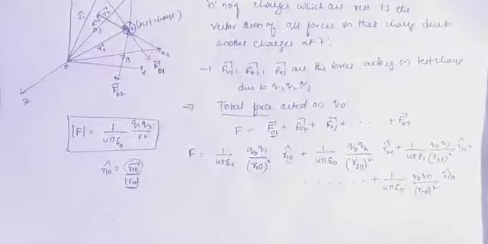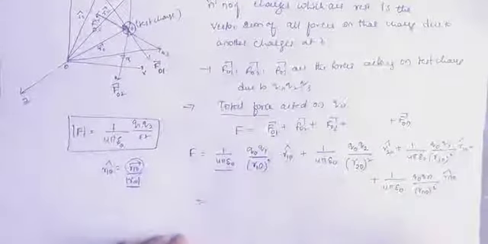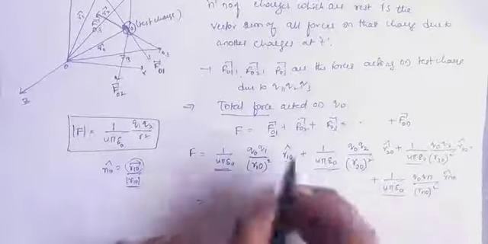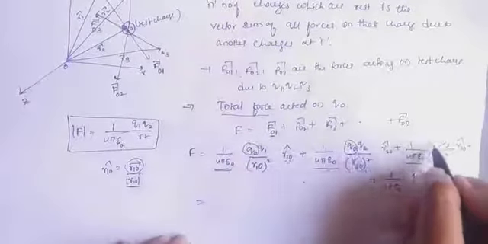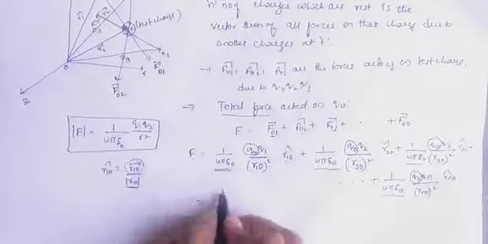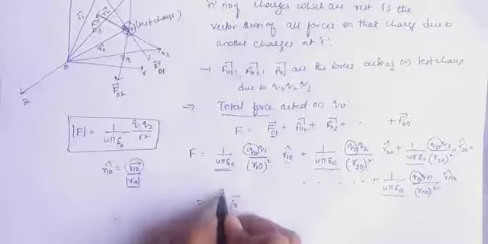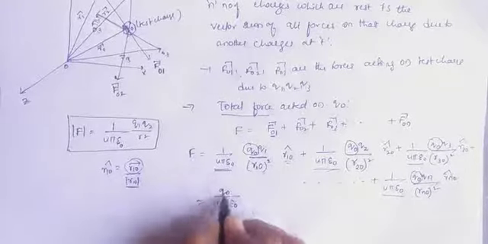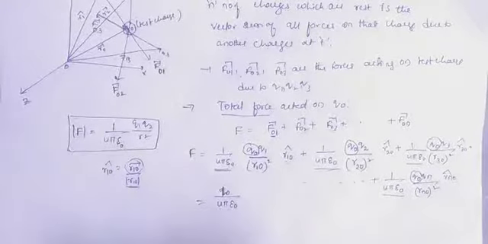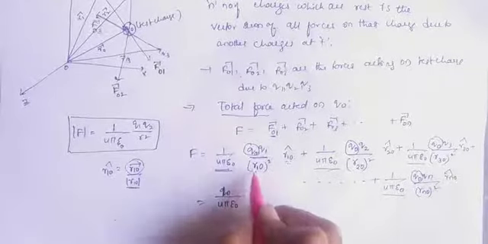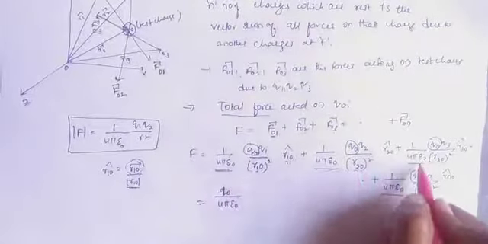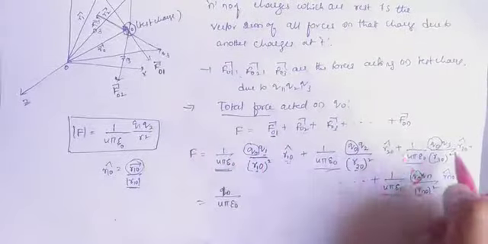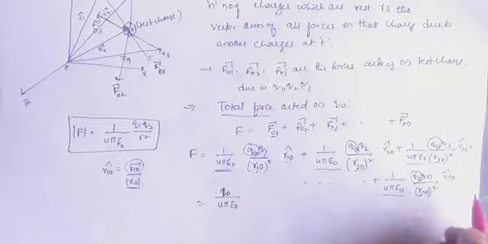Now, here 1 by 4 pi epsilon naught is common everywhere, and q naught is also common. So we take out all those common terms, 1 by 4 pi epsilon naught and q naught. But see here, we have 1 and 2 and 3 and n, and here also we have 1, 2, 3, n. So that means n number of charges are there.